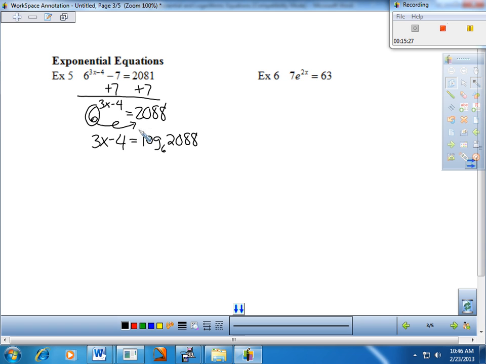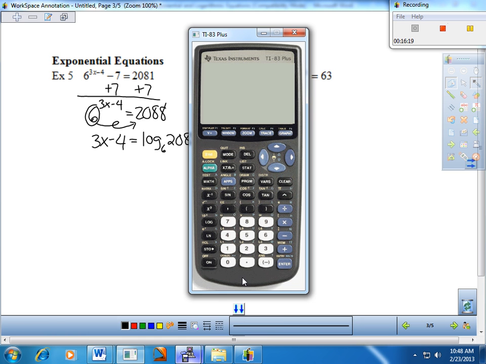I'm going to have to do my change of base formula, and I'm just going to go ahead and refresh for those who have a TI-83. It's log of 2088 over log of 6. So log of the input divided by log of the base. So that's what this is right here, and that's what I'm going to go ahead and type in on my calculator. I'm going to get that for us.